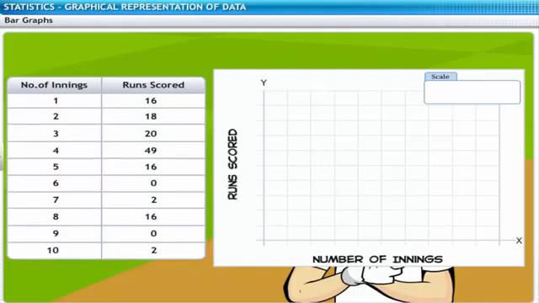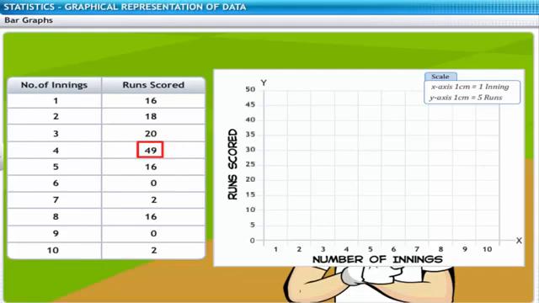Next, we'll choose a comfortable scale to mark the data in the variables column on the x-axis. For convenience and symmetry, we mark 10 equidistant blocks to represent the 10 innings played by Mr. Pinch Hitter. Let's look at the maximum value in the values of the variable to decide on a suitable scale for the y-axis. Here the values of the variable are the runs scored and their maximum value is 49. Let's choose a scale of 1 unit equal to 5 runs and mark equidistant points on the y-axis to represent a maximum of 50 runs.